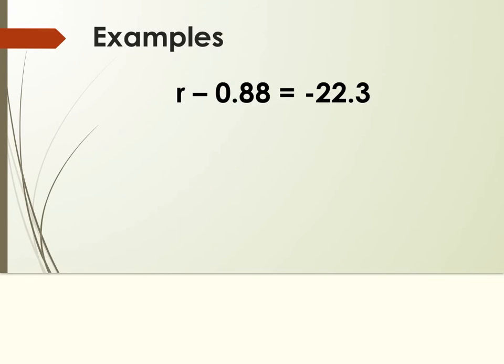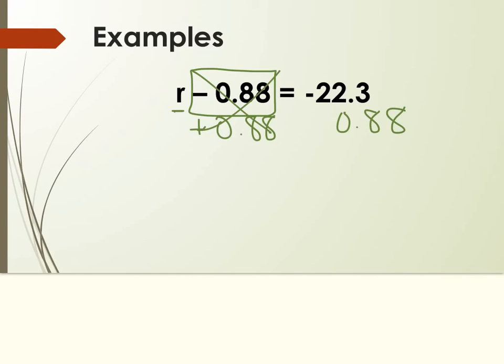r minus 0.88 equals negative 22.3. We need to find out just what the r is, so we take away anything that is next to it on that side of the equal sign. Now it is a negative 0.88. The inverse operation is to add a 0.88, and we're going to do that to both sides. That cancels out the negative 0.88 and leaves us with just r.